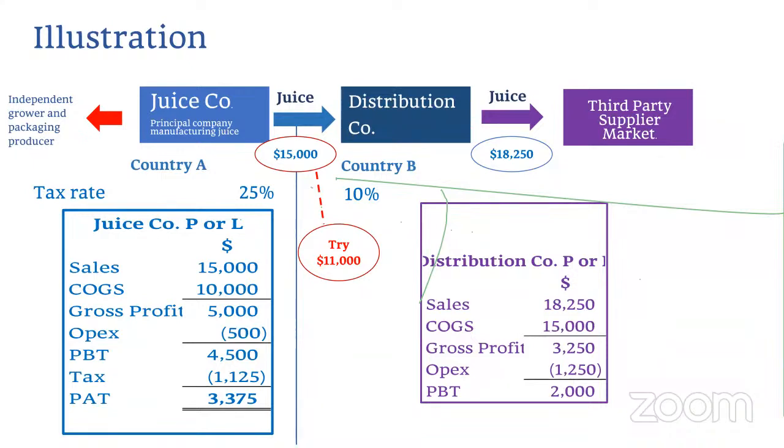is a principal and a parent company, right, who has Distribution Co. as a subsidiary. Distribution Co. eventually also sells to a third party.